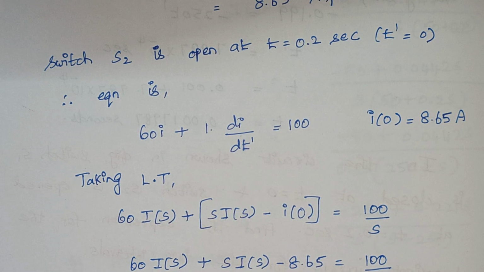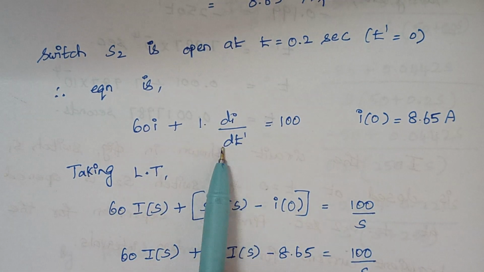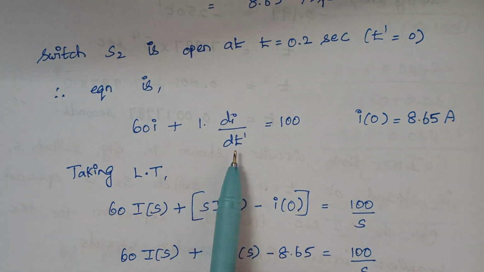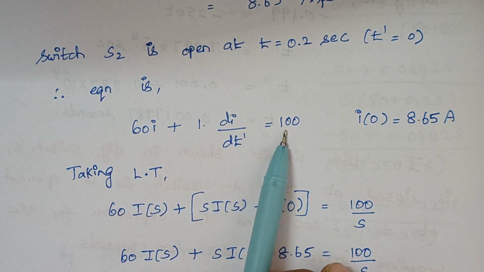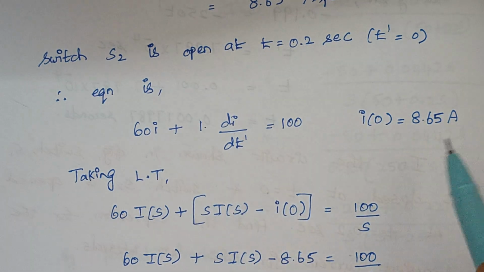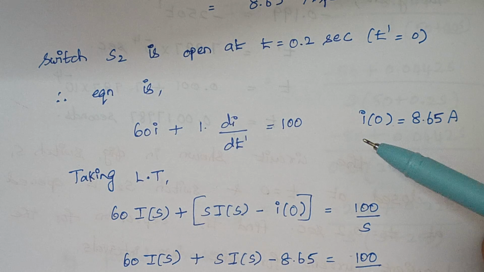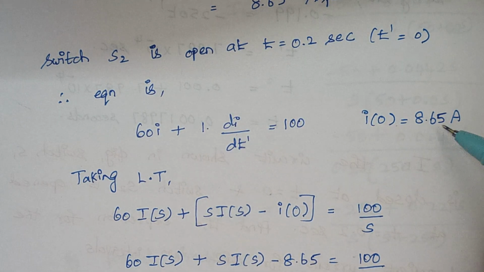So here it is 60 into i plus L into di by dt dash. In order to show the difference, here we are representing t as t dash, which is equal to the total source, 100 volts. Here i of 0, that is the energy stored in the inductor, is equal to 8.65 amps.